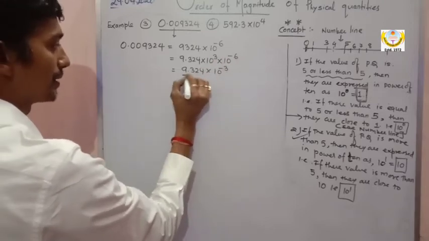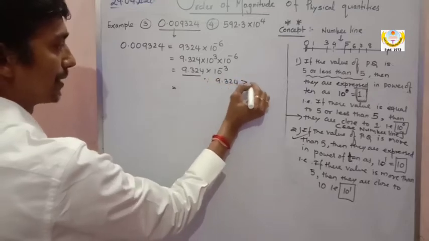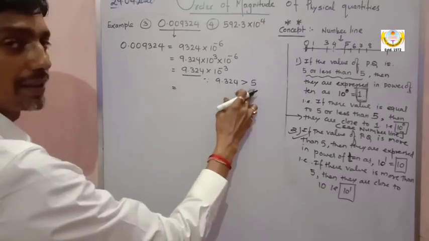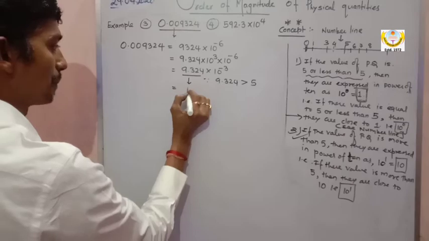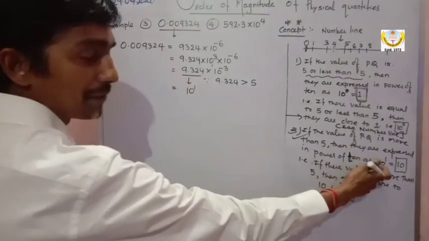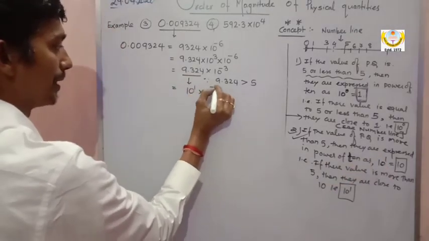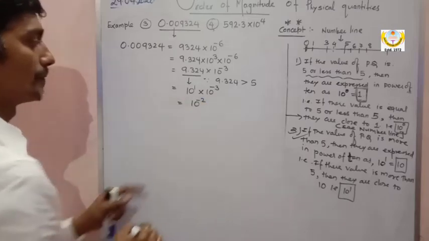But now my dear, since 9.324 is greater than 5, I can take this as 10 power 1 because of the rule. If the value is more than 5, then we have to write 10 power 1. So this is 10 power 1 into 10 power minus 3. So the answer will become 10 power minus 2.